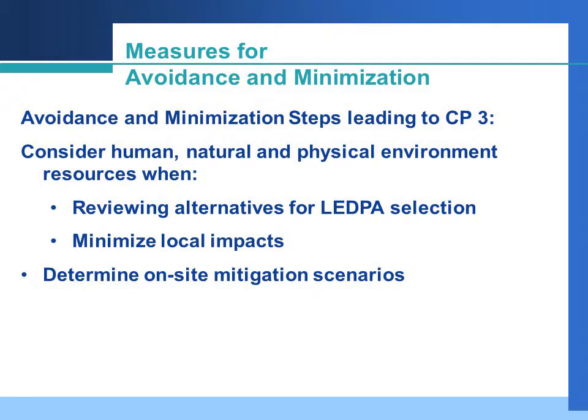As we've discussed in previous modules, avoidance and minimization efforts occur throughout project development. Avoidance and minimization during the steps leading up to the Concurrence Point 3 meeting include reviewing all alternatives for any opportunities to further avoid or minimize impacts to the natural, human, or physical environments. In preparation for Concurrence Point 3, the potential for any on-site mitigation scenarios will be determined.